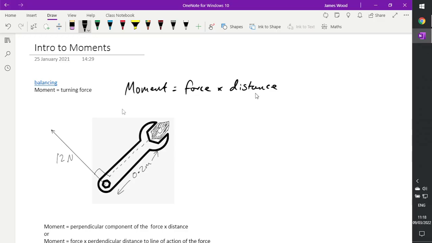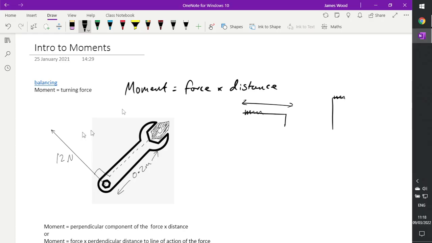bigger distance. So for example, if I made this spanner much longer, you wouldn't need quite as much force to apply to it to turn it. And hopefully that's something that you've experienced in real life. Maybe if you're using an Allen key, one of these L-shaped things to screw together some IKEA furniture, you know that if you use it this way with your hand here, that's much easier to turn the screw in than it is if you do it this way. Okay, and the reason is that this distance here is then much longer, so you have a much greater moment for the same force.